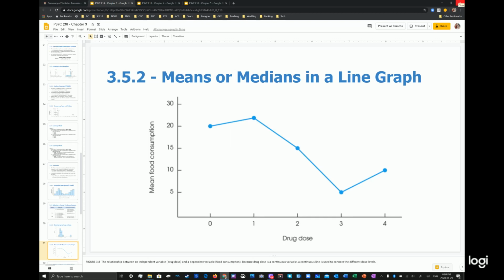This slide talks about how you can view means and medians in a line graph. This would be a frequency distribution polygon. And so you can still calculate the mean and median for this. So again, you can try this out as well. And the continuous line is used because drug dosage can be partial. Like you can have half a dose, or 1.5, or 1 1/4, or 2 1/3, and so on.